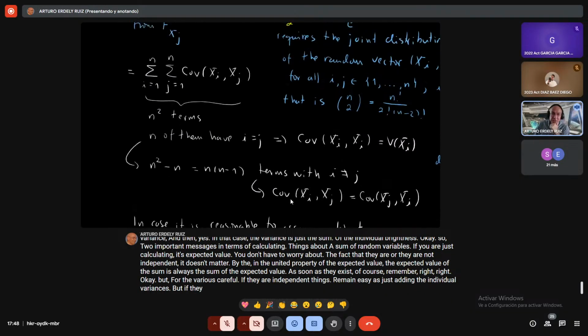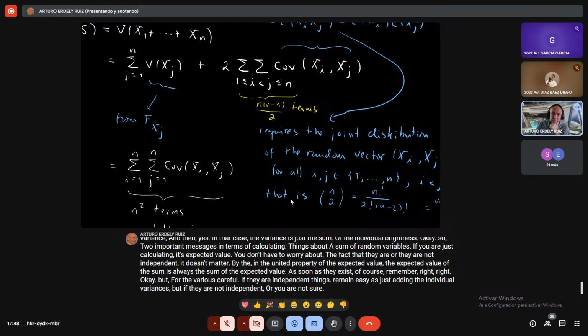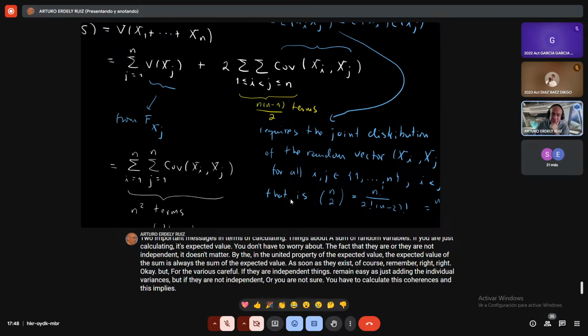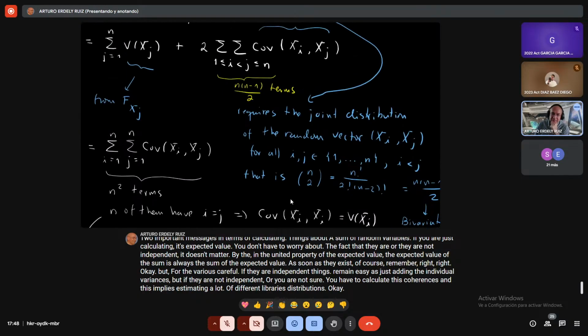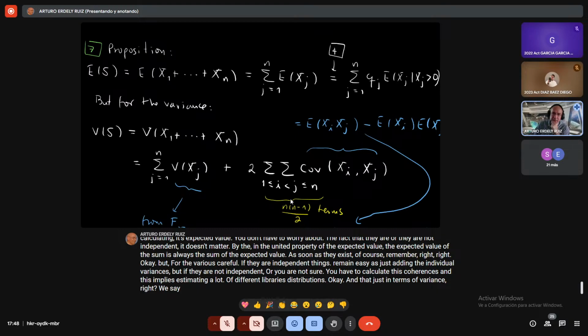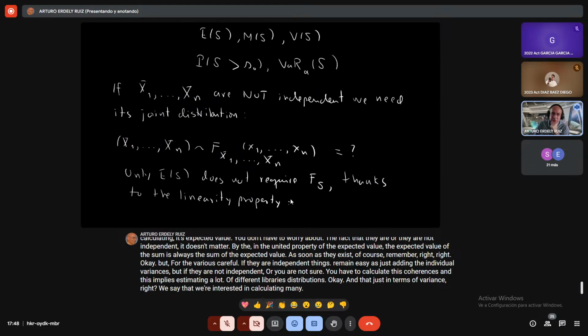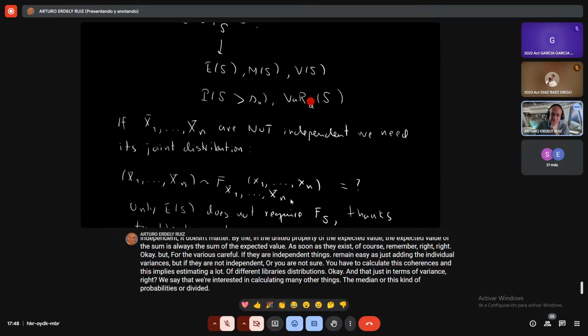If they are independent, things remain easy: just adding the individual variances. But if they are not independent, or you are not sure, you have to calculate these covariances, and this implies estimating a lot of different bivariate distributions. Okay? And that's just in terms of variance, right? We said that we're interested in calculating many other things, the median, or this kind of probabilities, or the value at risk of a certain level alpha of the portfolio.